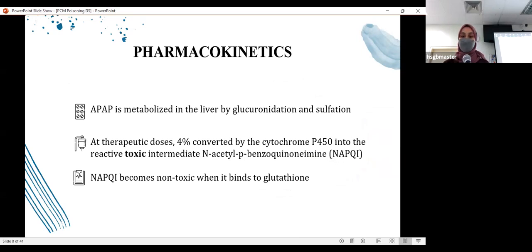Alright, so the pharmacokinetics of APAP. APAP is metabolized in the liver by glucuronidation and sulfation at therapeutic doses. A small percentage, about 4%, is converted by your cytochrome P450 enzyme into a reactive toxic intermediate called NAPQI, or N-acetyl-p-benzoquinone imine. The NAPQI becomes non-toxic when it binds to glutathione.